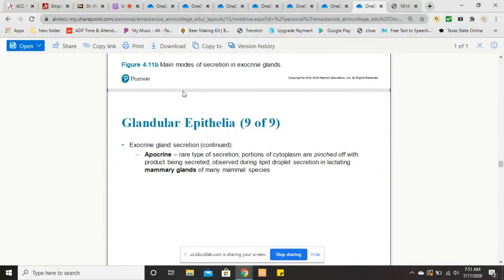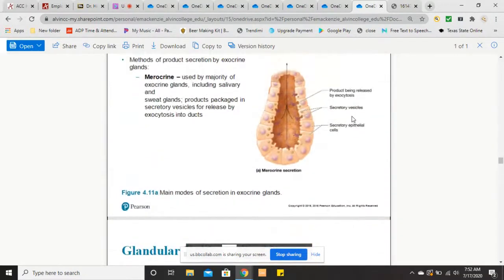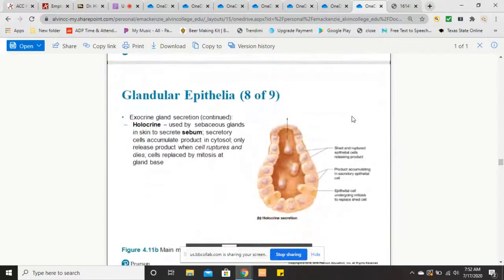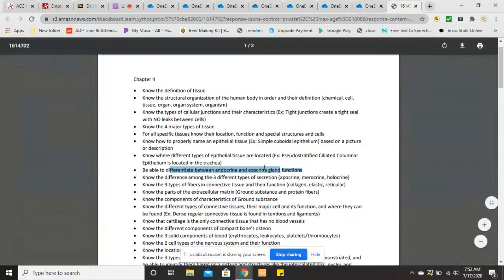And then the last type of secretion is called apocrine secretion. This is almost like a milder form of holocrine. For the cell to release its product via apocrine secretion, it needs to pinch a part of itself off. It needs to break off a piece, and that piece contains the released product. So instead of the entire cell popping, you just break off a piece, and that piece contains the product. So those are your three types of secretion. Did you package it into a vesicle before you kicked it out? Merocrine. Did you burst to kick it out? Holocrine. Or did you just pinch off a piece to kick it out? Apocrine secretion.